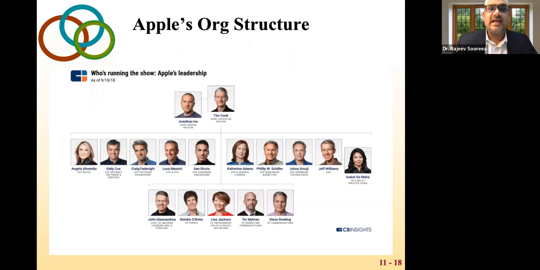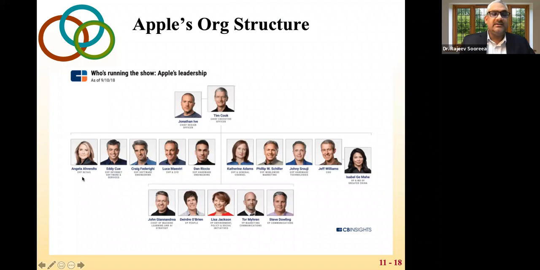Now let's look a little bit at Apple's organization structure, all right? So who is running the show at Apple? It's the leadership at Apple. You can see the CEO on top here, Tim Cook. And then we have a chief design officer, who reports directly to the CEO. And the CEO has all these direct reports under him.